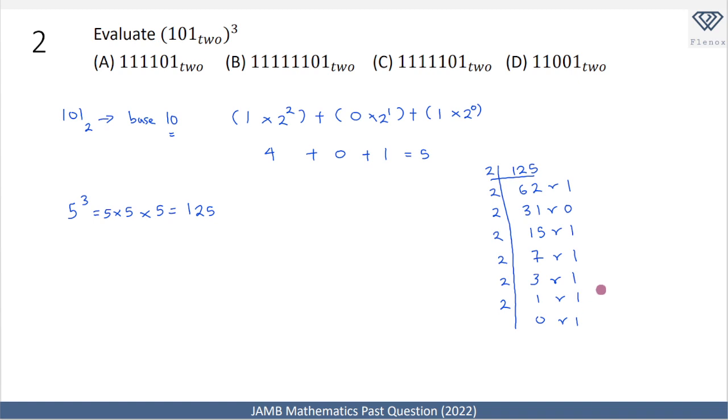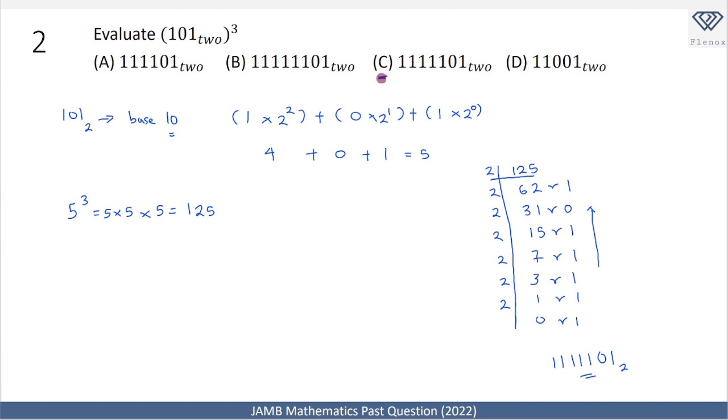Now we'll write out these numbers starting from the bottom upwards. So what does that give us? We have 1, 2, 3, 4, 5 ones, then a 0 and a 1 in base 2. So the answer to this question is 1111101 in base 2. And what option coincides with that? That will be option C.